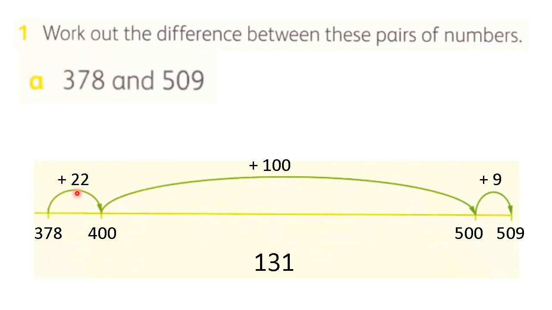378 plus 22 equals 400. 400 plus 100 equals 500. 500 plus 9 equals 509. Now, pause the video and complete the rest of the exercise in the practice panel in exercise 1 on your exercise books.